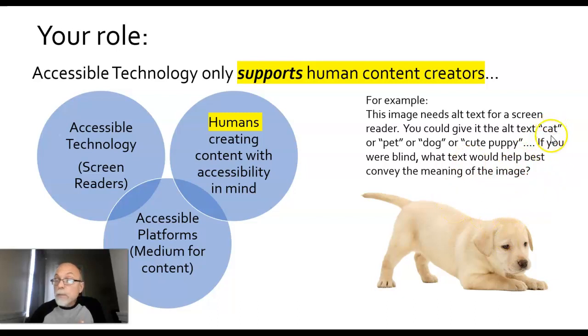And again, if I put something in here that's wrong, there's nothing that the screen reader can do. At this point, there's no artificial intelligence that says, oh, that's a dog, and I need to say the word dog to the user with disabilities. That's probably not too far down the road, but it's not here yet. Okay, so bear that in mind.